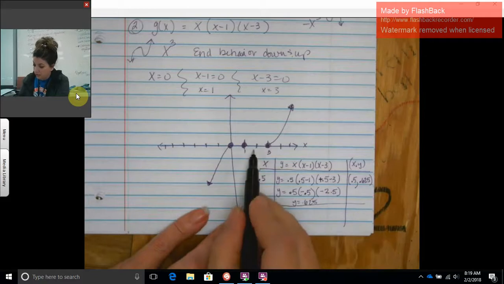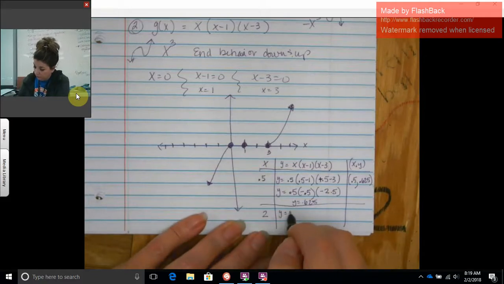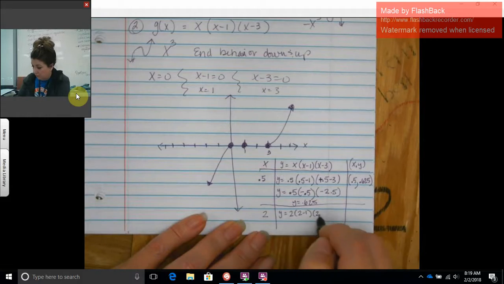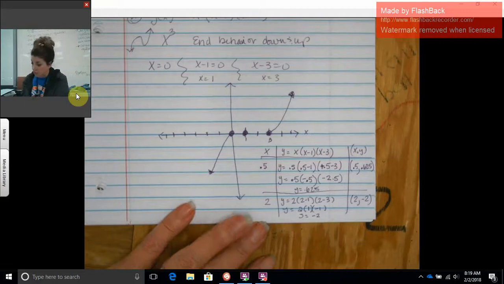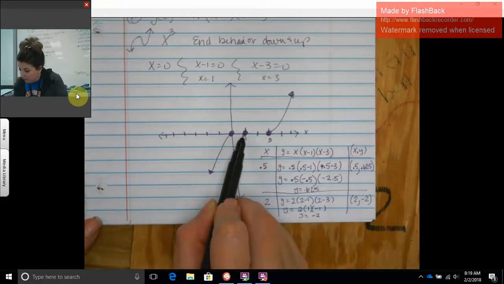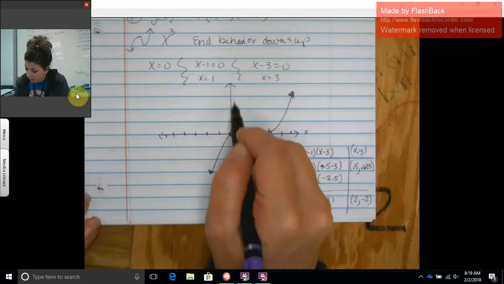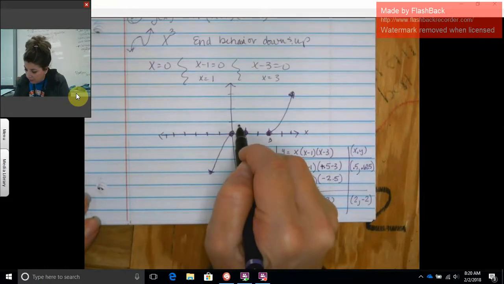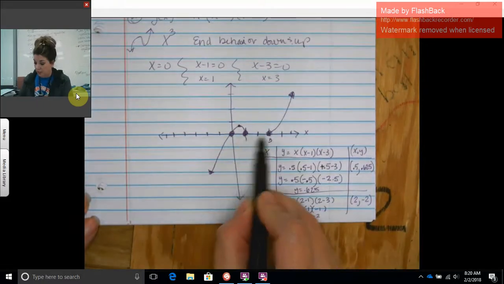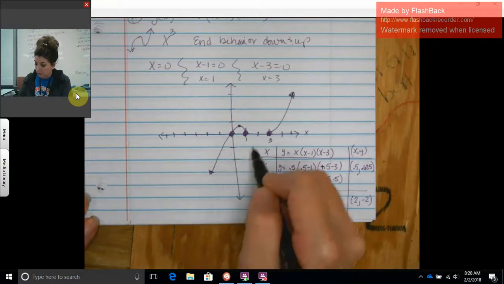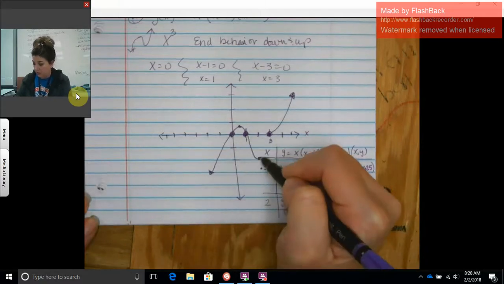I'm going to go ahead and substitute in 2. So that's 2 times 2 minus 1 is 1, times 2 minus 3 is negative 1, and 2 times 1 times negative 1 is? Negative 2. When x is positive 2, y is negative 2. So my first point, when x is 0.5, y is positive 0.625. So approximating. So now I can just connect those points, right? And the point that I found between 1 and 3, when x is 2, y is negative 2. So then I can just connect those.